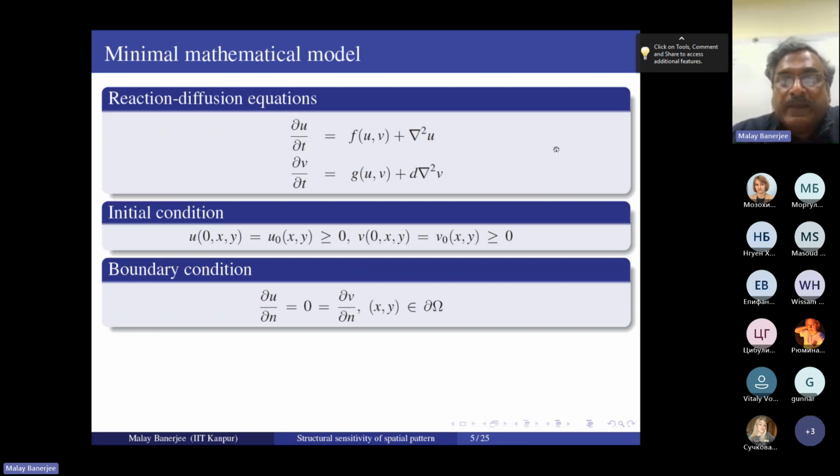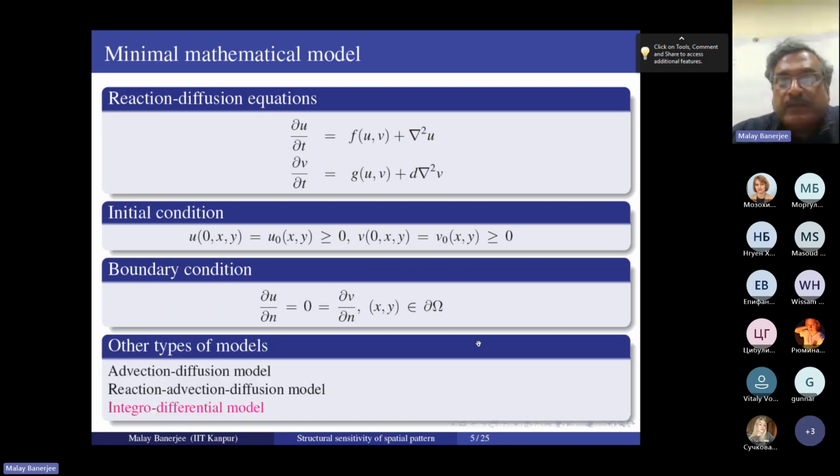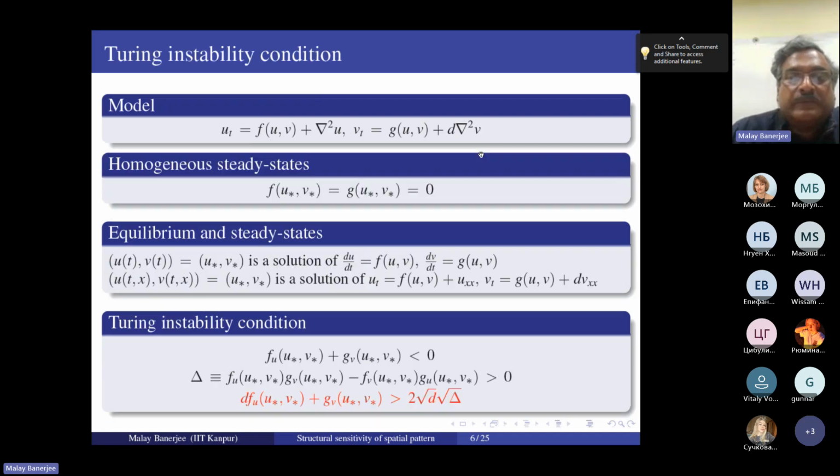And the basic idea is that we are just going to find out the Turing instability condition based upon this type of model. As I have mentioned, other types of models are known as advection diffusion model, reaction advection diffusion model, as well as integro-differential equation model, and so many other types of models. They can also produce the patterns. But for simplicity, here I consider this simplest formulation.